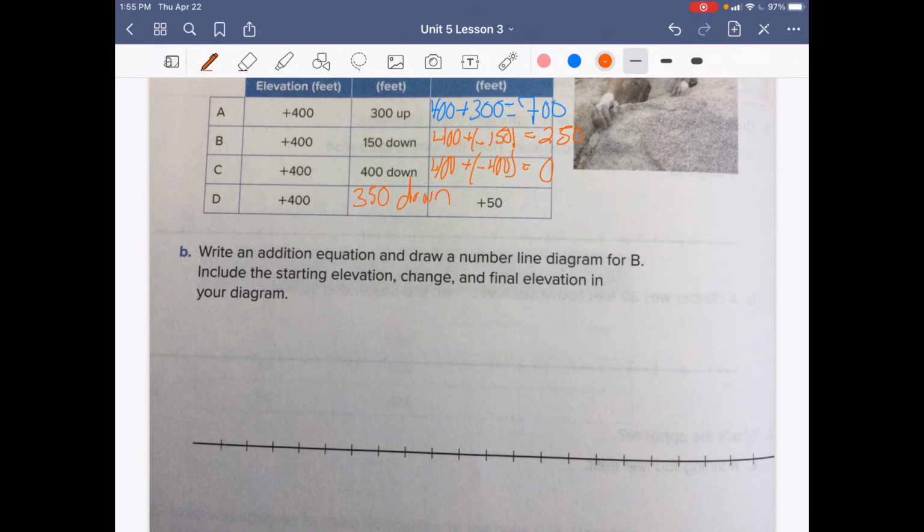All right, letter B. Write an addition equation and draw a number line diagram for B. Include the starting elevation, change, and final elevation in your diagram. So we already wrote our equation. We had 400 plus negative 150 is equal to 250.